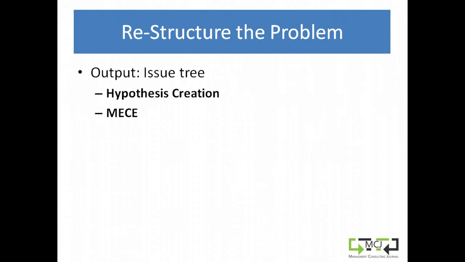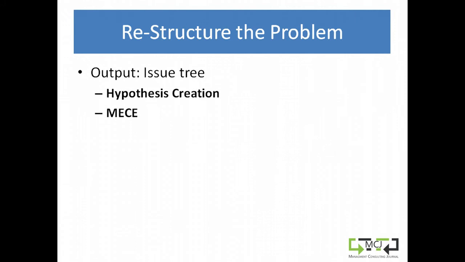There are two components to the issue tree. One is that it contains a lot of hypotheses, so we're going to go over how to create hypotheses. And the second is that the hypotheses must be MECE, mutually exclusive, collectively exhaustive, which means that it should contain all the hypotheses and none of the hypotheses should overlap. We're going to go into this in more detail right now.